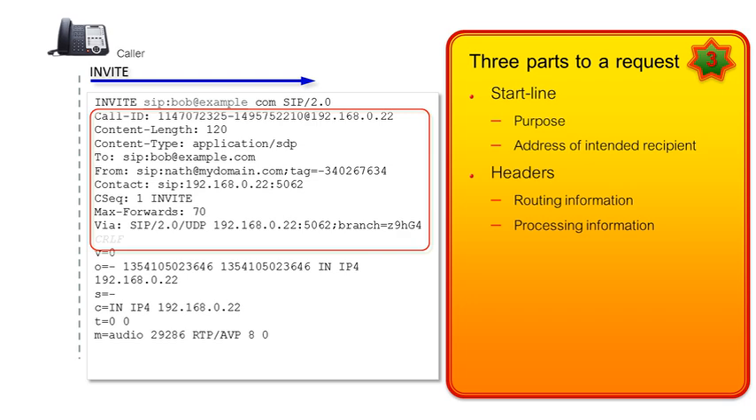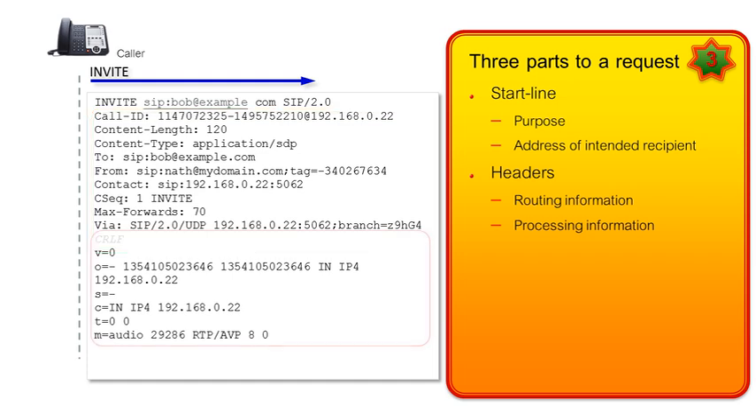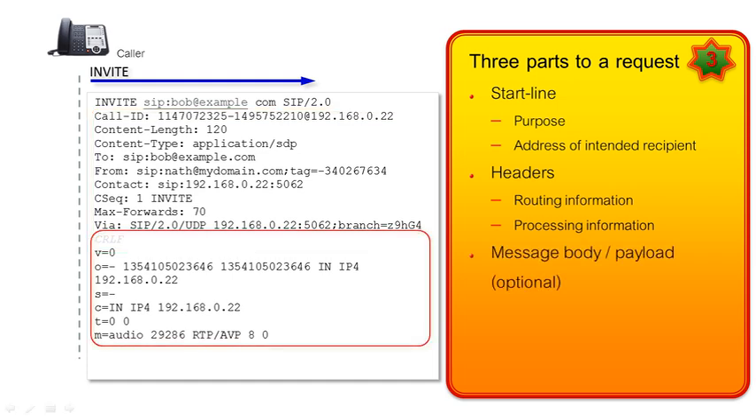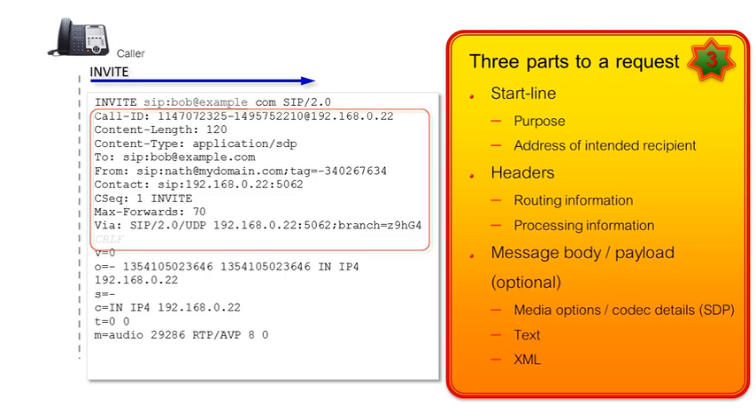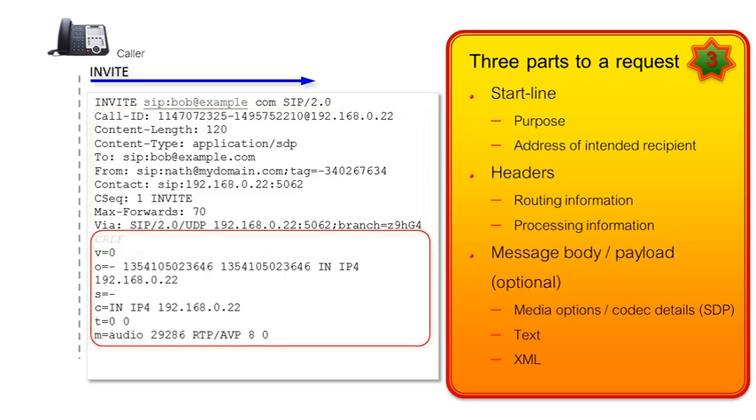Finally, after the carriage return line feed, we have the optional message body, also known as the payload. Now, the payload is most often used for conveying media options, as defined by the Session Description Protocol, the SDP, data through which both parties choose which codecs to use. It can also be used for other things, the text of an instant message or some XML data for a media server. So, the 3 parts to a message: the start line at the top, the headers in the middle, and an optional message body after the carriage return line feed.